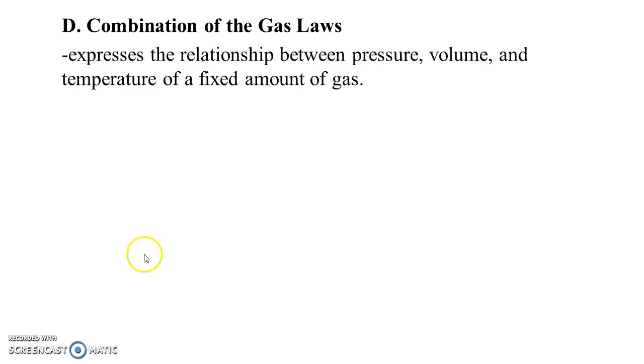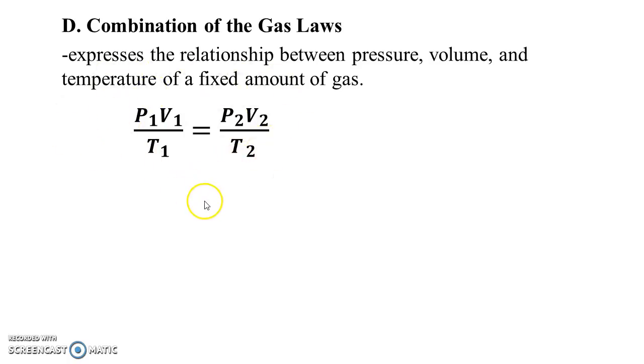All right, now that we have those three main laws under our belt, we're going to combine them to make the combined gas law. This expresses the relationship between pressure, volume, and temperature, all those three variables that we've been learning about, for a fixed amount of gas. Here's our equation: P1V1 over T1 equals P2V2 over T2. You'll notice it's literally just a combination of all the gas laws put together.